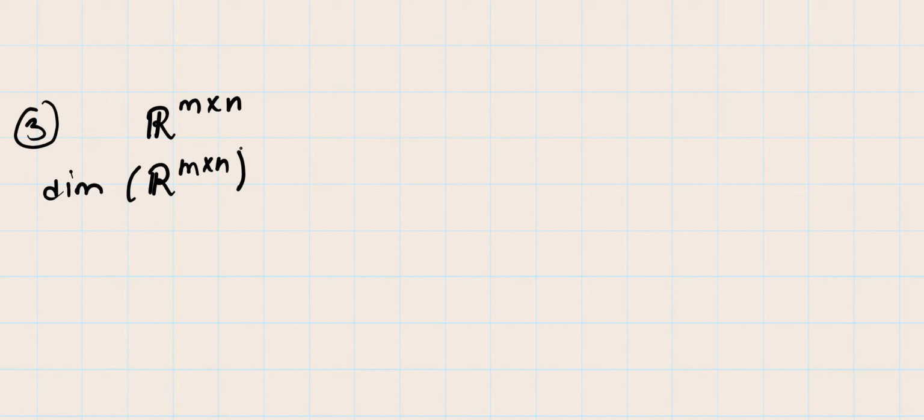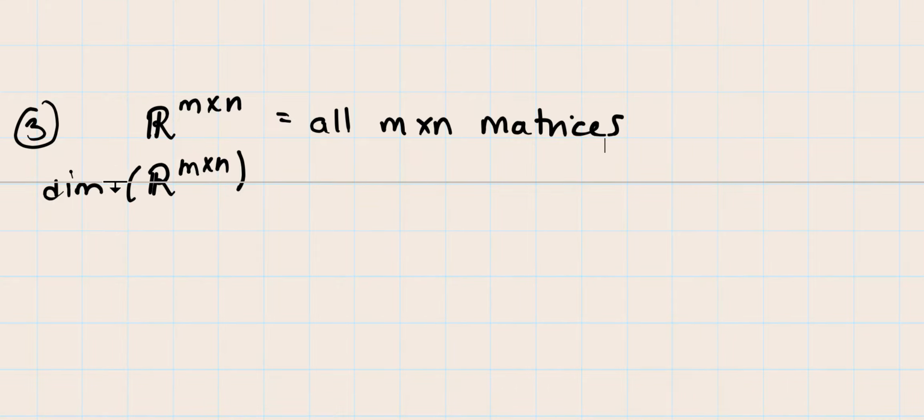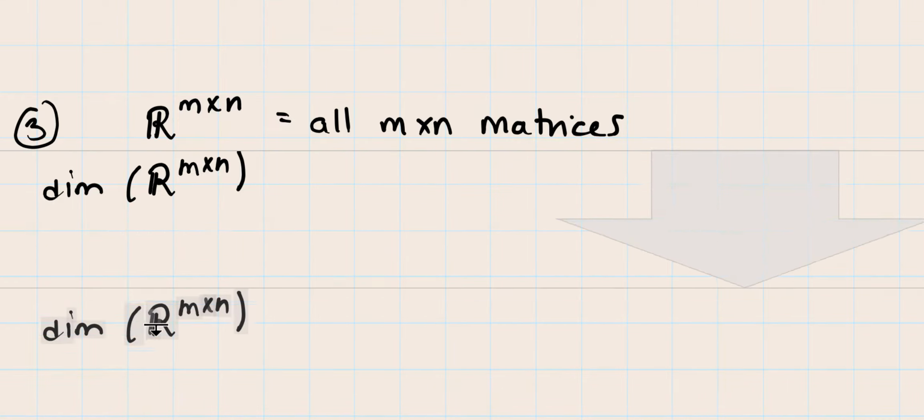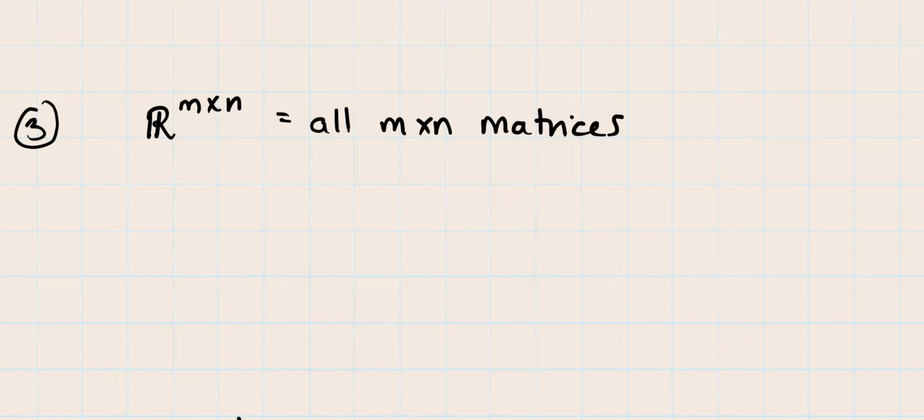What about the vector space consisting of all m by n matrices? What do you think the standard basis looks like? Well, if we have an m by n matrix, we're going to have m rows and n columns. We can put a 1 in the very first entry and zeros everywhere else.